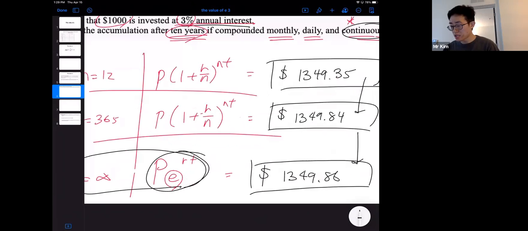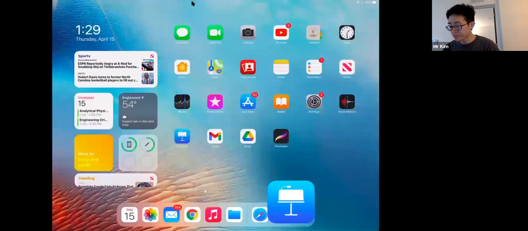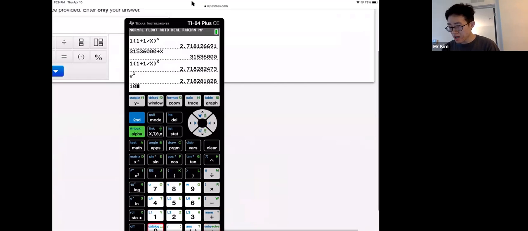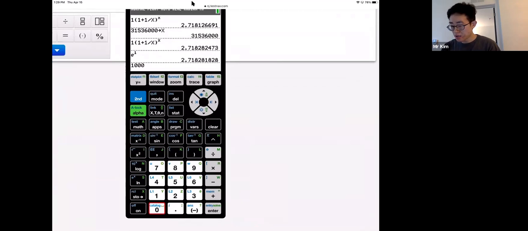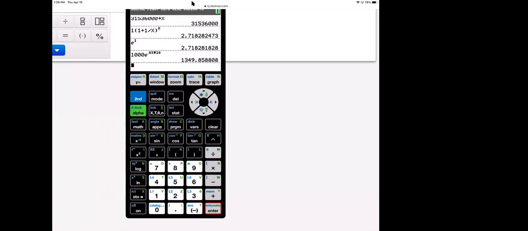Sure. So the last one is P e to the power of RT. Principal is going to be 1,000. We have e, which is 2.7 and so on. The rate is 0.03 and time is 10 years. So I can go to my calculator and type in 1,000, and you have to press second natural log to get e to the value of 0.03 times 10 years. And that's the value that we should be getting. Okay, thank you. No problem.